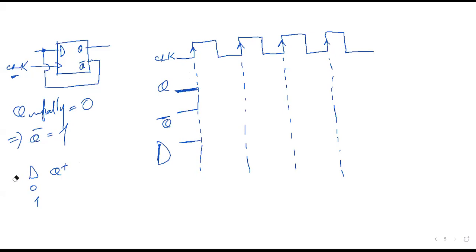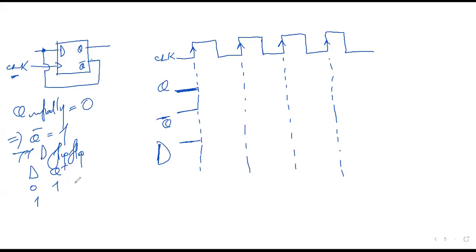Let me remove this. If my D is equal to 0, what will be my Q plus for the D flip-flop? Truth table, D flip-flop. Anyone with a good memory? It should be 1. Yeah, exactly. Are you sure? Yes.